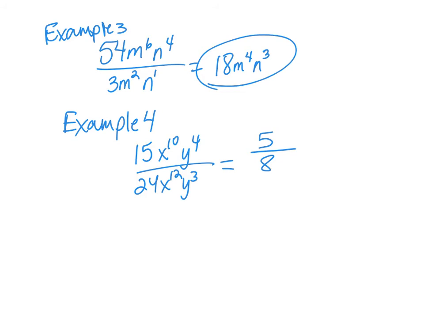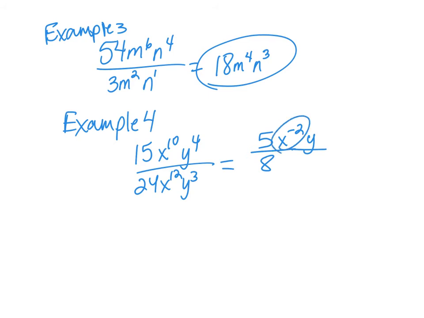Okay? Then we're going to subtract our exponents for each letter. So for the x's, you've got 10 minus 12, which is x to the minus 2, and you put the answer on the top. And then for the y's, you've got 4 minus 3, which is y to the 1, or just y.